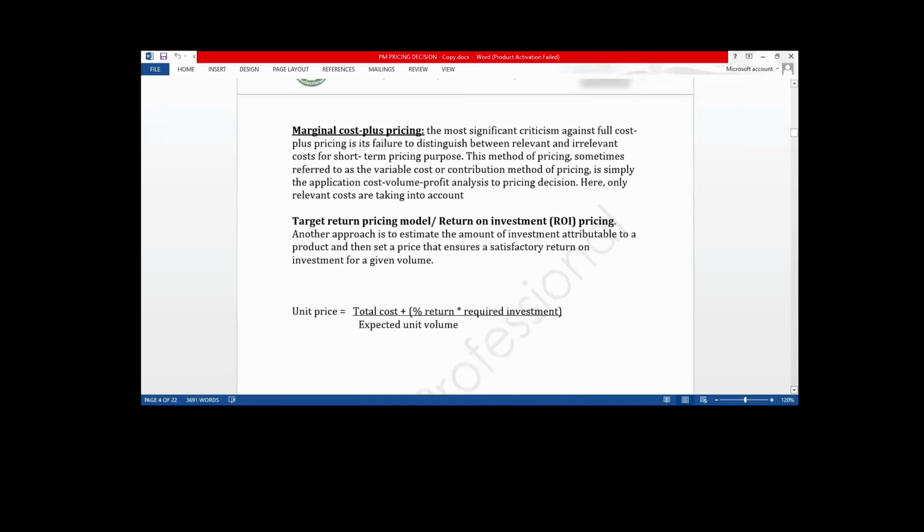Look at it here. Total cost plus percentage return on investment, divided by the expected volume of sales. That will give you selling price per unit.